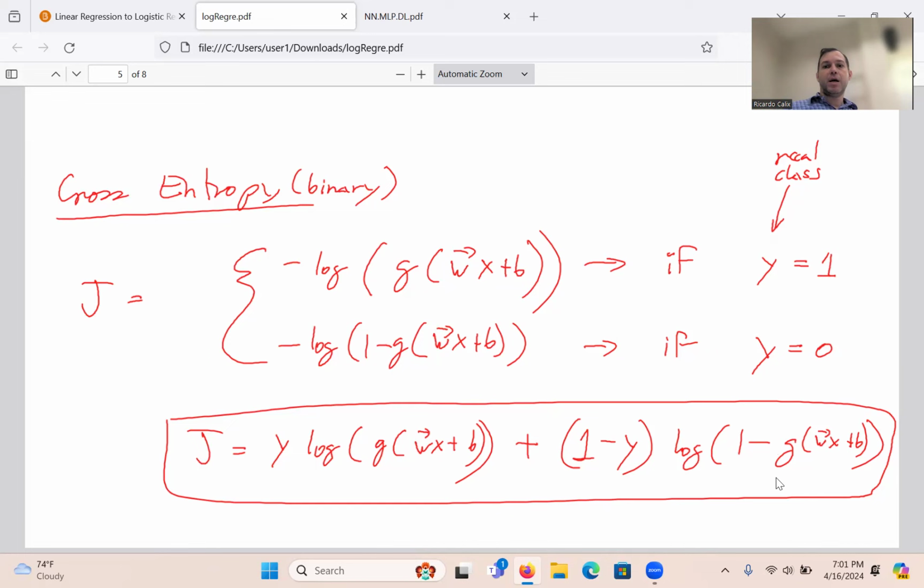And over here, if on the other hand, the real value is y equals 0, then what happens? You plug 0 here, and this term goes away. You plug in 0 here, 1 minus 0 is 1, so this term stays. So you should convince yourself that this is for the y 0, and this is for the y 1. You guys see that? Effectively, you have two figures instead of just one that you're selecting.